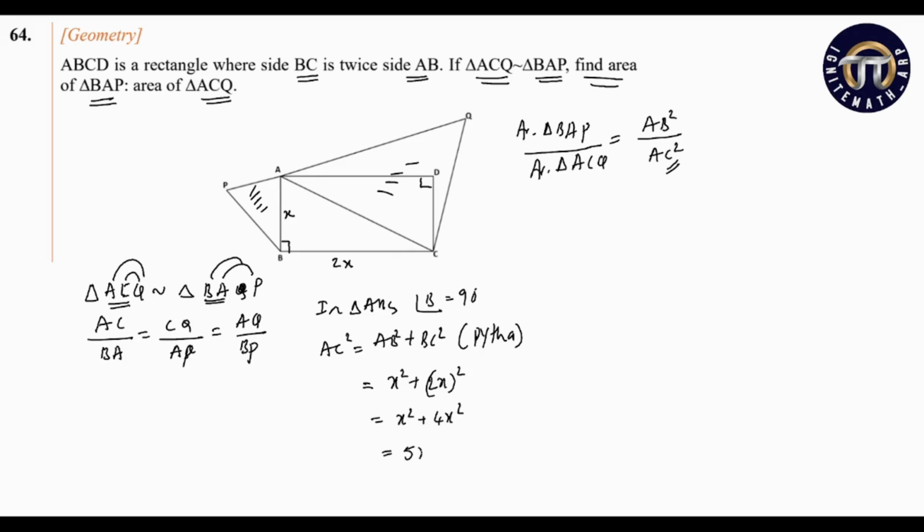So that is 5x square I get it as AC square. So now AB square is what? X square, and AC square is what? 5x square. So when I cancel x square and x square, I get it as 1 by 5. So what can I write? Area of triangle BAP is to area of triangle ACQ is equal to 1:5.